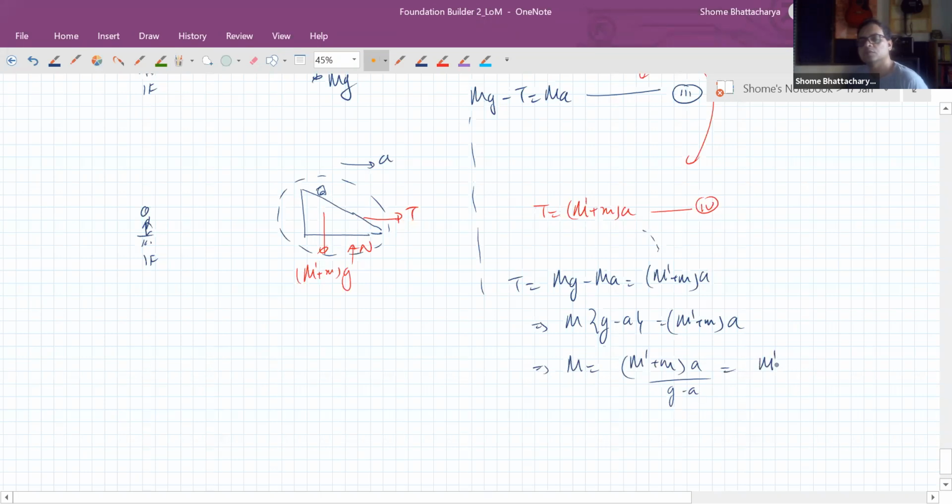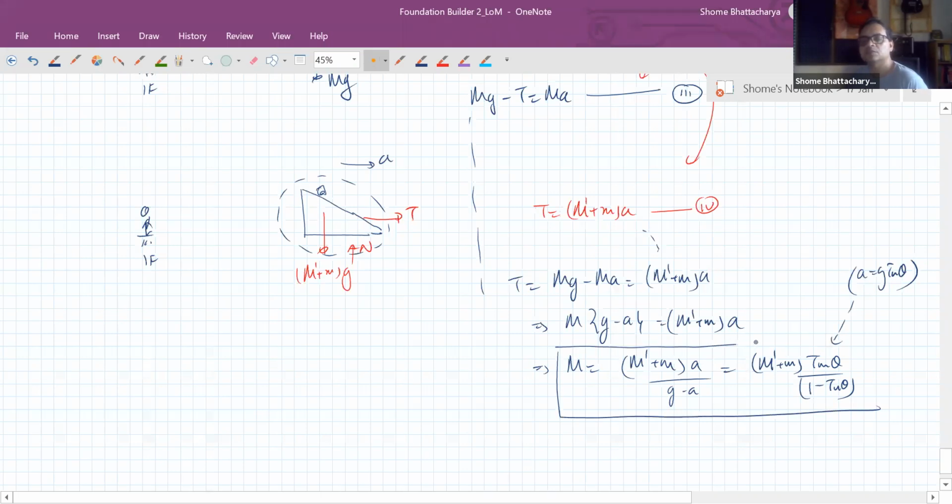So we get this as tan theta upon 1 minus tan theta because you will substitute A as G tan theta. Substitute that. So that becomes your answer. This is what your capital M is. So hope this is clear, people.